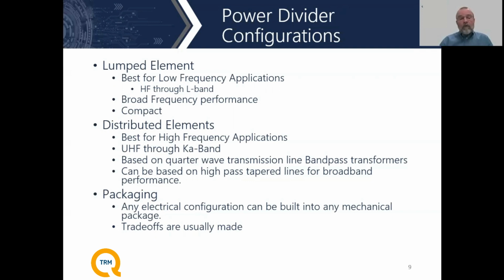Getting heat out of a distributed element component is usually conducted through a surface to surface conducted heat, as opposed to the lumped element, which is more convection. And this way we can control the thermals on the distributed elements probably a little more accurately than what we do on the lumped elements.